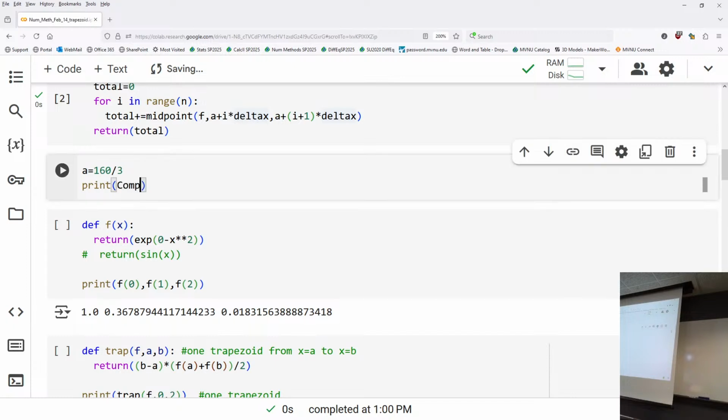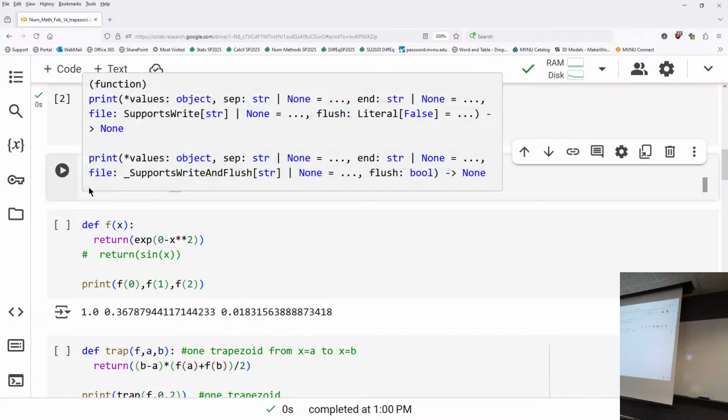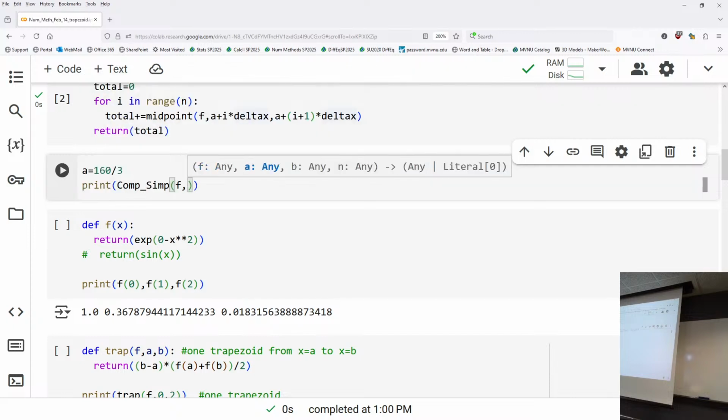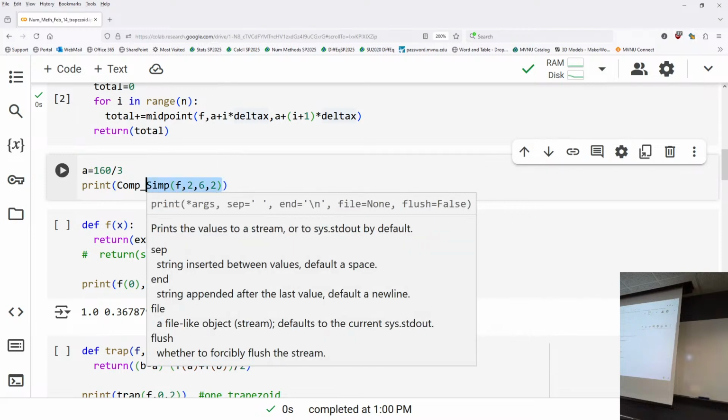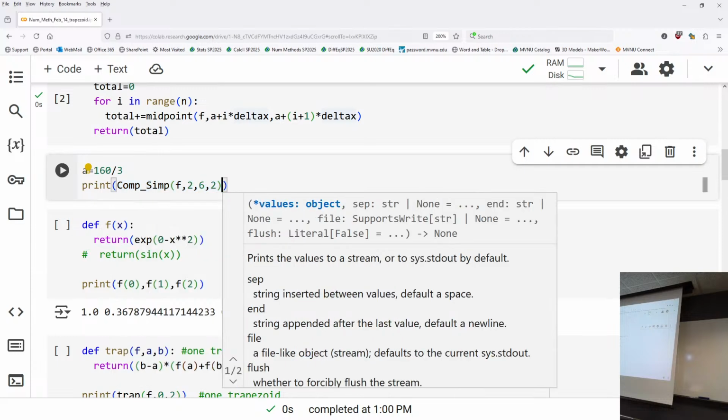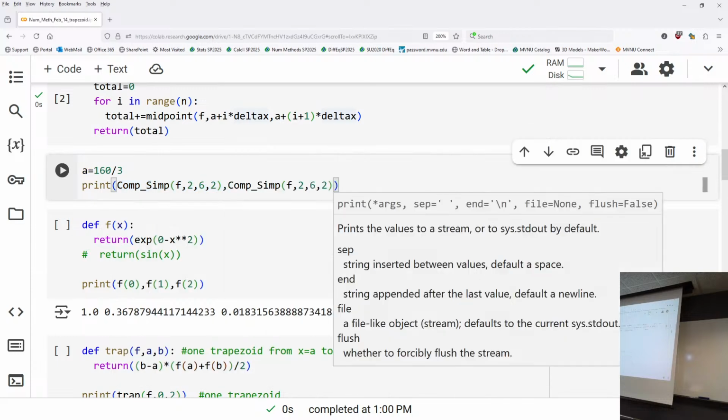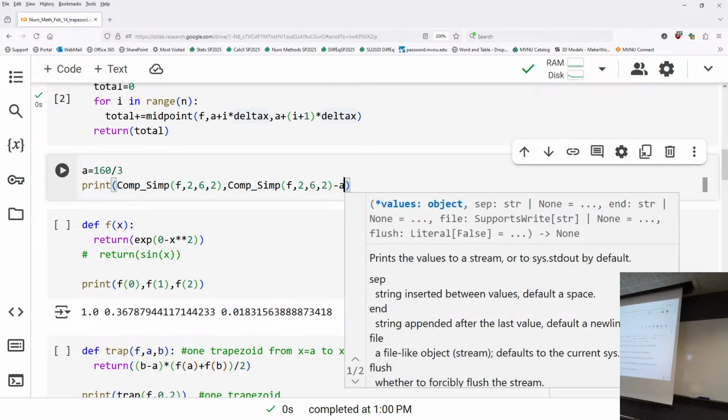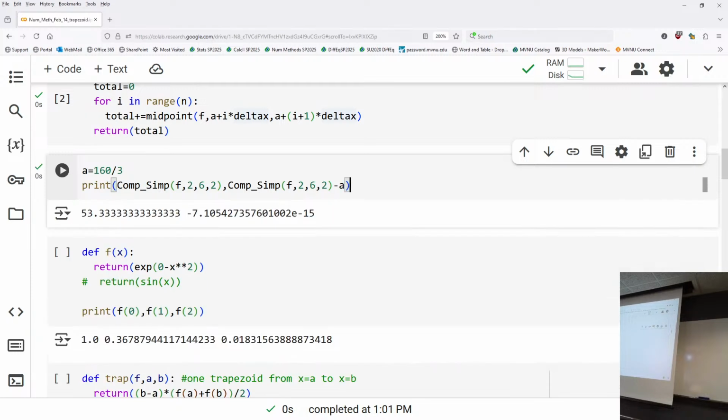We're going to do the composite Simpson's rule. And the function, and we're going from 2 to 6. And 2, I believe it's 2, right? Okay, so there's that. And then we're going to do this minus A. I'm sure I could do this more efficiently. Let's just see what happens. Okay, so we're pretty darn close, actually. Wow, actually, we're right on the nose.